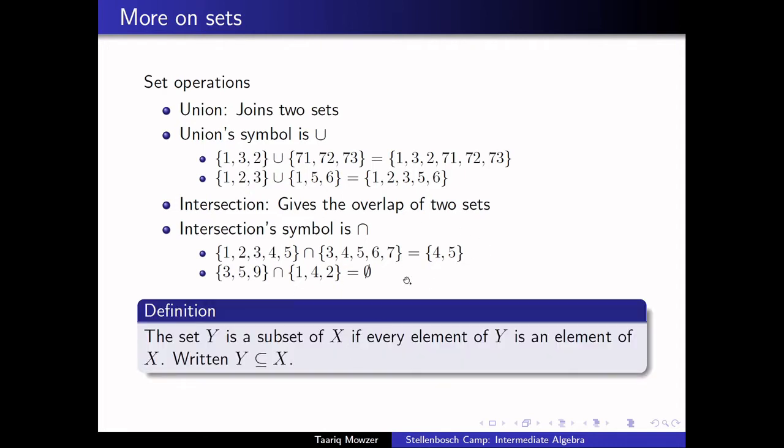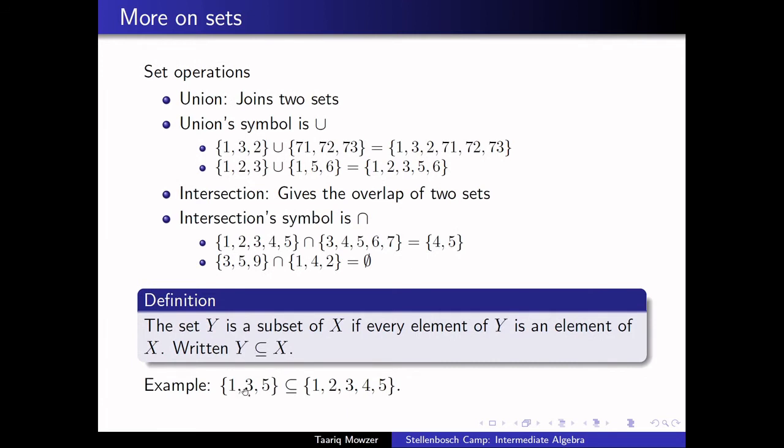Next, we talk about subsets, which are often talked about in combinatorics. The set Y is a subset of X if every element of Y is an element of X, written Y subset X. You can remember this as this kind of looks like a less than or equal to sign, that Y is the smaller set of X.